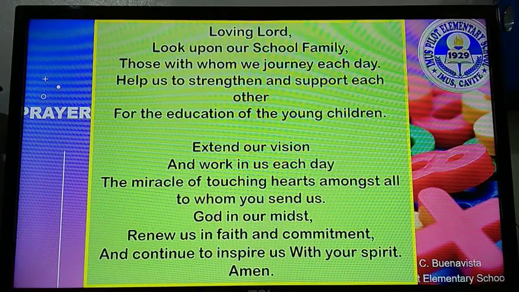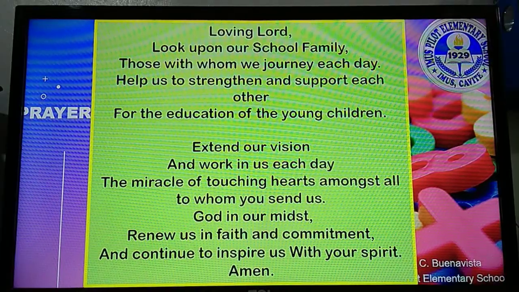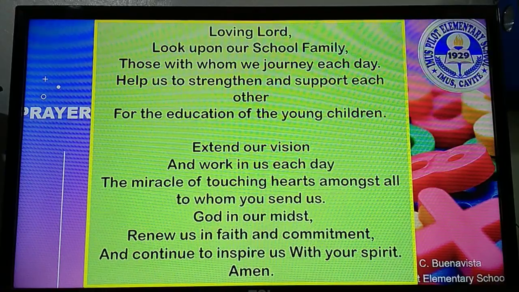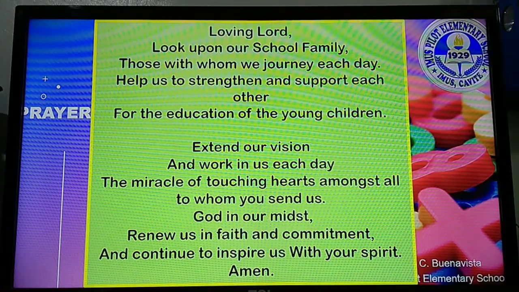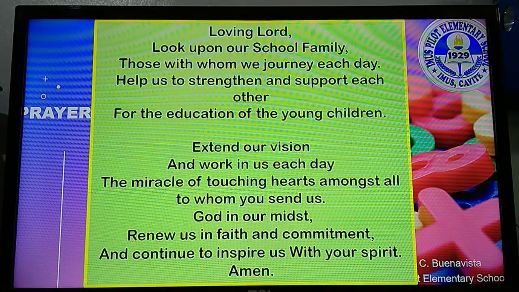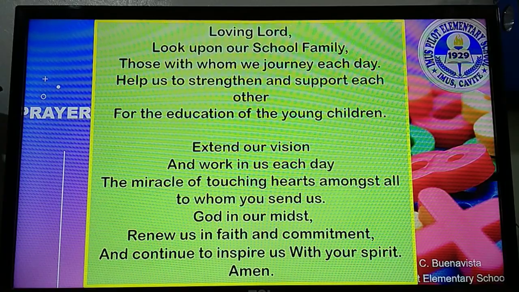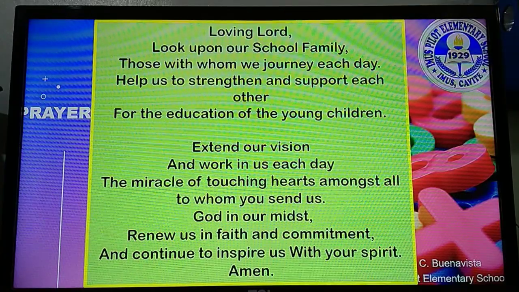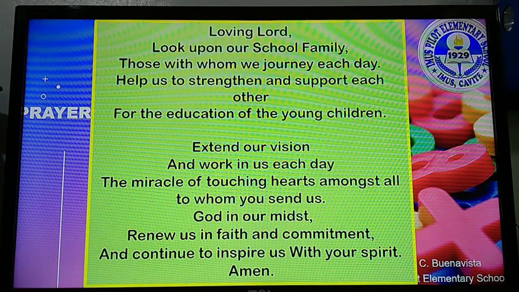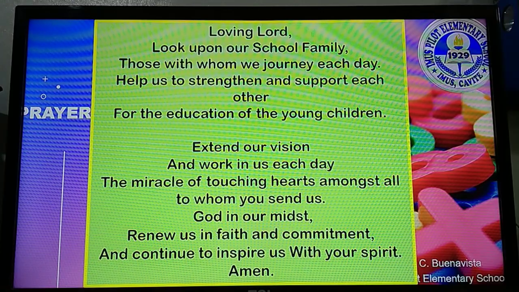Let us pray. Loving Lord, look upon our school family, those with whom we journey each day. Help us to strengthen and support each other for the education of the young children. Extend our vision and work in us each day. The miracle of touching hearts amongst all those to whom you send us. God in our midst, renew us in faith and commitment and continue to inspire us with your spirit. Amen.